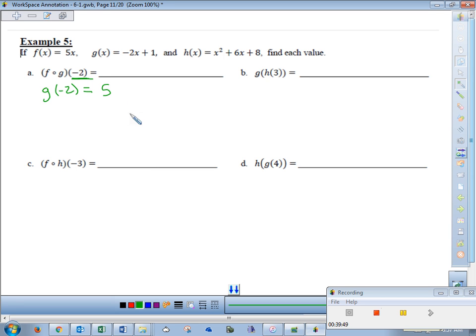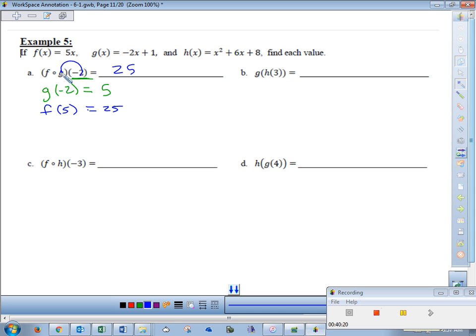Would you agree that g of negative 2 is 5? Cool? You take this result, and now it goes into the next function that they wanted, which was f. So now we will find f of 5, because you're supposed to find g of negative 2, and that result then goes into the f function. So f of 5, that would be 25. And there's your answer, because you're out of functions.